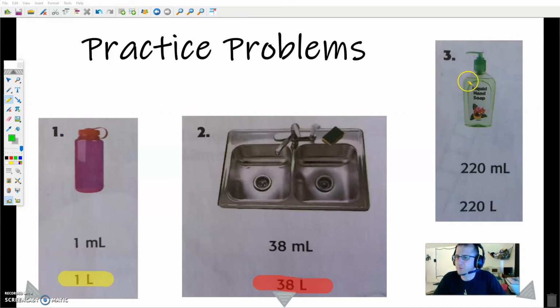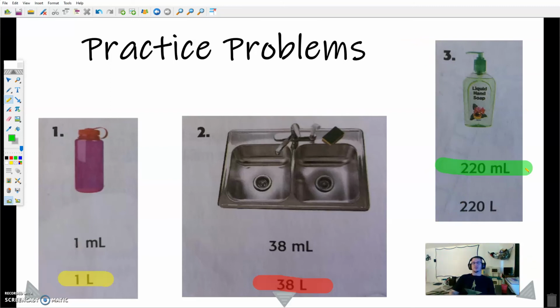Anyway, liquid hand soap. Do you think that liquid hand soap is 220 milliliters or do you think it is 220 liters? Now remember, this, my smaller bottle of Mountain Dew, diet if you're ever shopping, wink wink. Anyway, 500 milliliters in this smaller bottle. Okay, so do you think that liquid hand soap is 220 milliliters or 220 liters? 220 of those big bottles. Point at what you think.